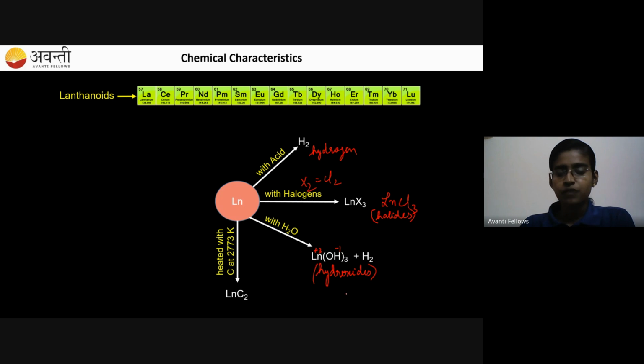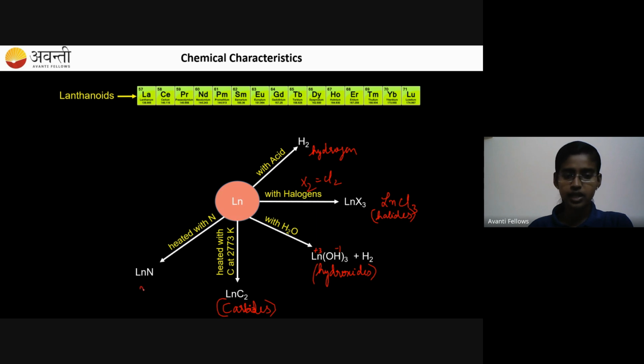And if it is treated with carbon, they form carbides. You have to note the formula. It is LnC2. Carbon exists in LnC2 form only. It is heated with carbon at 2773 Kelvin to form carbides. And it is treated with nitrogen to form nitrides of formula LnN, because the charge of nitrogen is -3, right? So it is +3, and only one nitrogen has to be given. And when it reacts with sulfur, it forms sulfides.